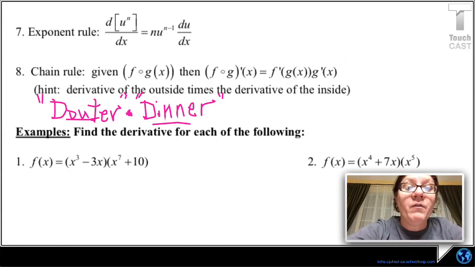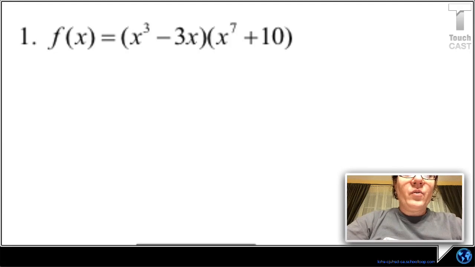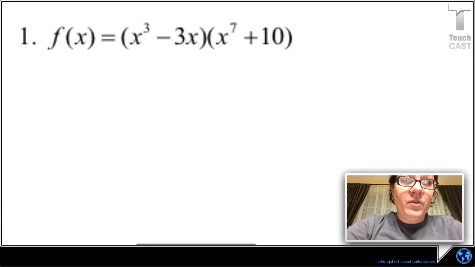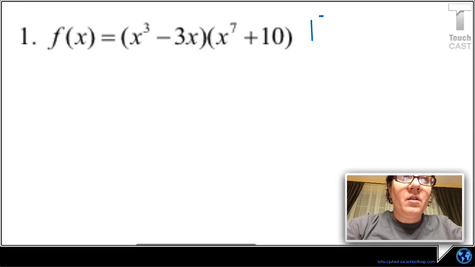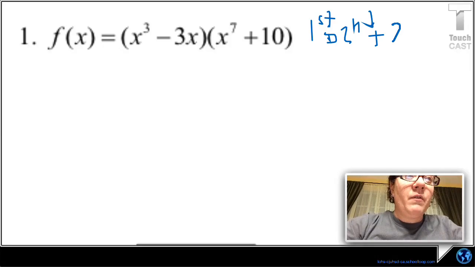All right, so every problem that you look at, you have to decide what's the specialty that's going on and what rule are you going to use. So let's look at the first one. Okay, so when I look at this, of course, one of the first things I notice is that there's a multiplication. So I go up and I look at the product rule. And the product rule was first times derivative of the second plus second times derivative of the first. So that's how I'm going to proceed.